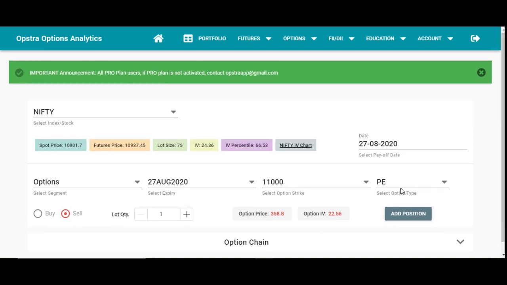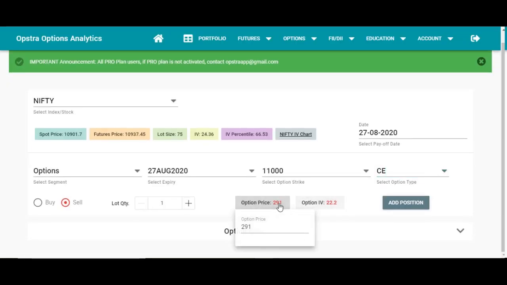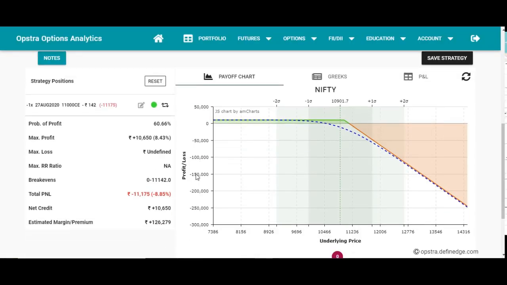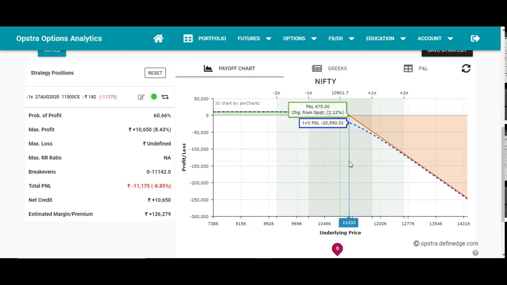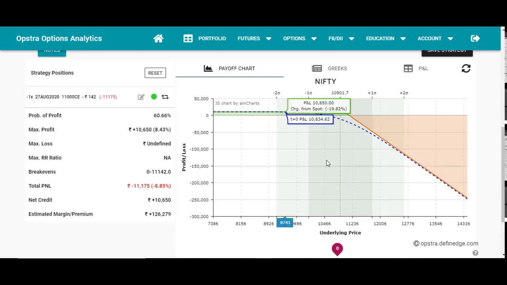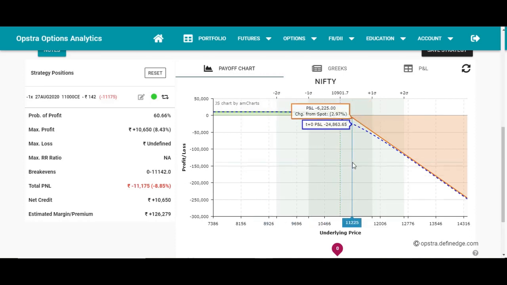So let me show you guys. Right now it is at 291, but he shorted at the price of 142 and it's a sell position. I have chosen August month. I will show you the payoff graph of the initial naked sell of call options. Since you have collected 142 rupees as a premium from the 11,000 call option, his break even is 11,142. If the Nifty expires below this 11,142 on the expiry day of August, then he will be in profit.